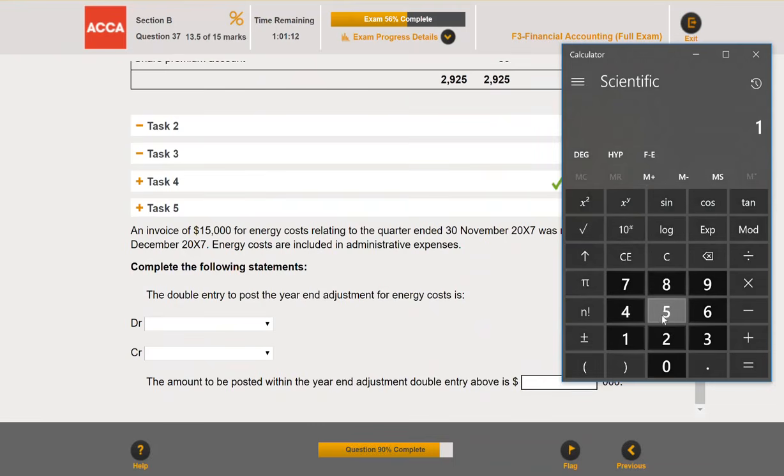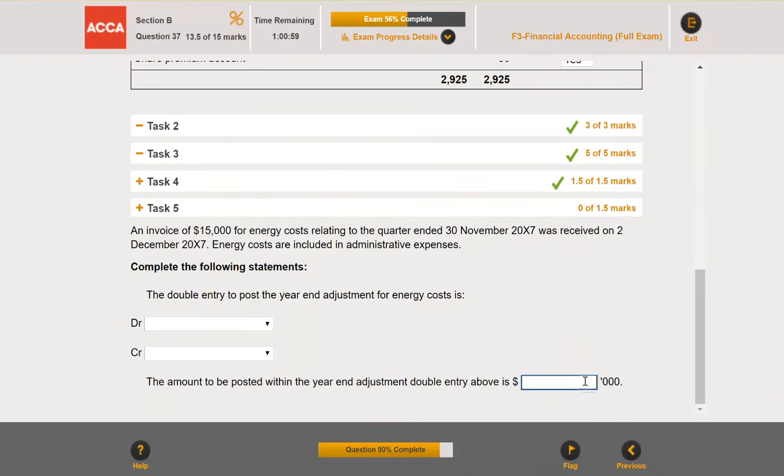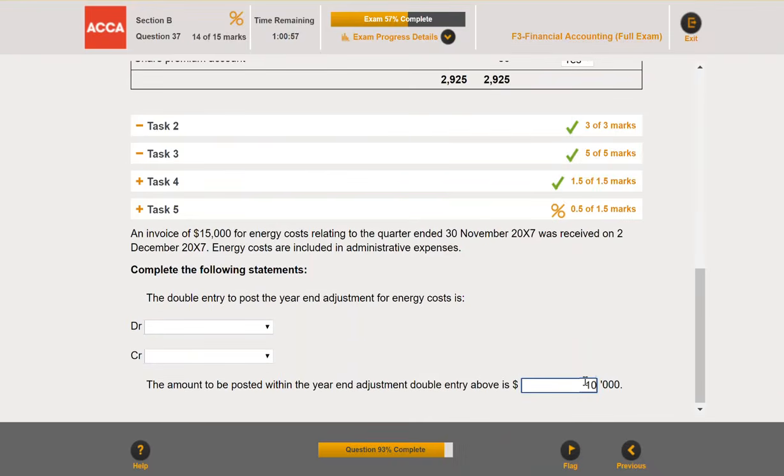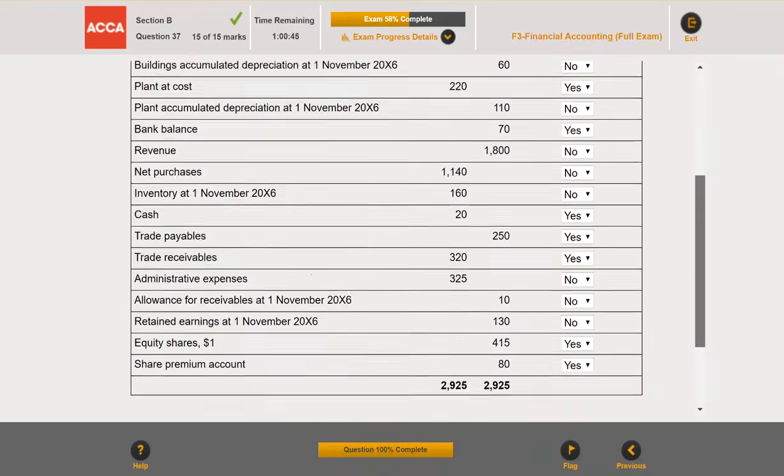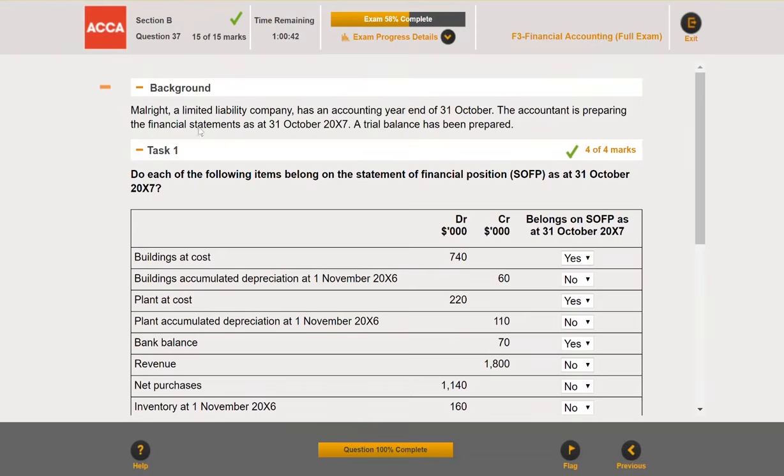So if we take that, 15 divided by 3 multiplied by 2, it should give us 10,000. So 10,000 is the amount that is accrued. And the double entry for that is a debit administrative expense, because they said energy is administrative expense, and credit accruals. So this completes our section B.